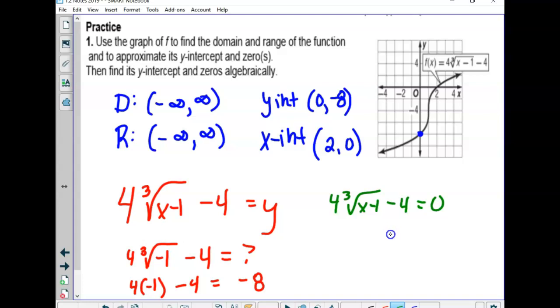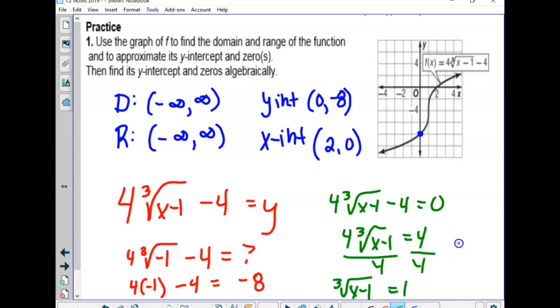What could we do first algebraically? Add the 4 over to the other side. Divide by this 4 out here. We'd have the cube root of x minus 1 equals 1. Then what do you do to get rid of a cube root? Cube both sides. There we go. So we'd have x minus 1 equals still just 1, yes? Plus 1 would be 2. So we were right on with that one. Yeah, that one wasn't too bad.